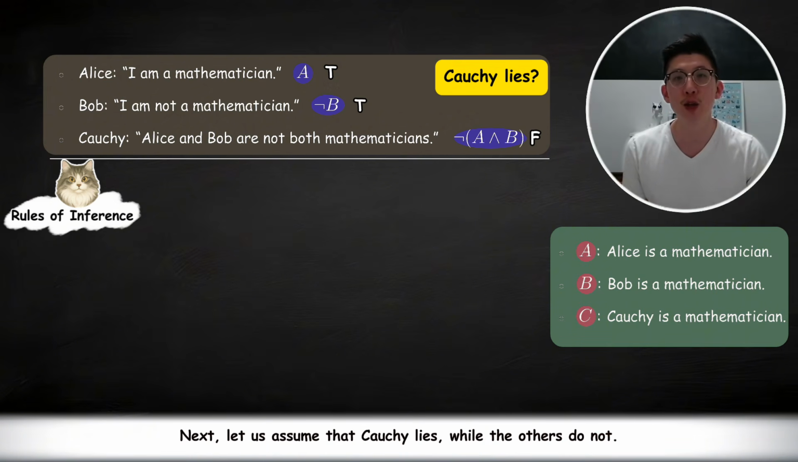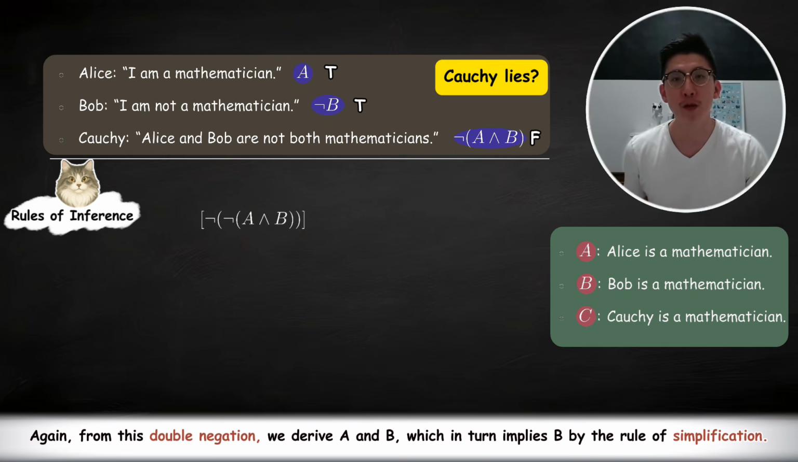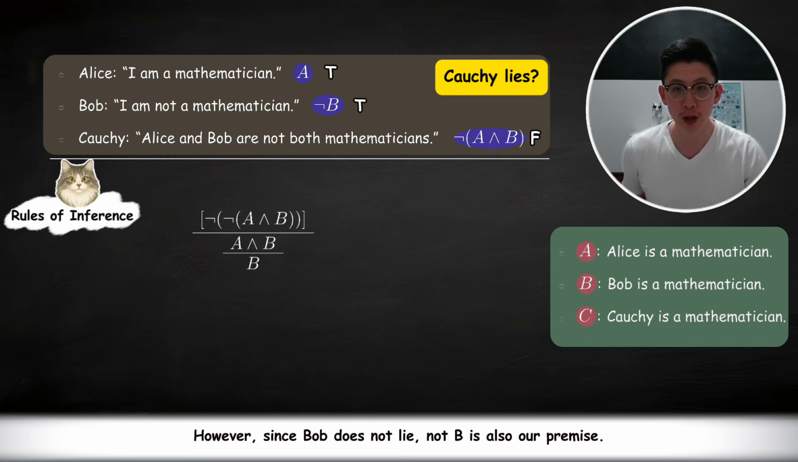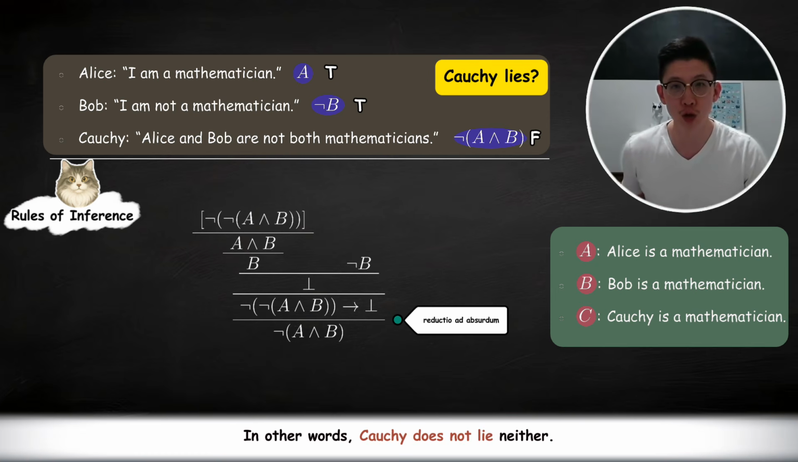Next, let us assume that Cauchy lies while the others do not. This means we should assume not not (A and B). Again, from this double negation, we derive A and B, which in turn implies B by the rule of simplification. However, since Bob does not lie, not B is also our premise. Again, from B and not B, we have reached a contradiction. Since the double negation of (A and B) results in a contradiction, we conclude that not (A and B) is true. In other words, Cauchy does not lie either.